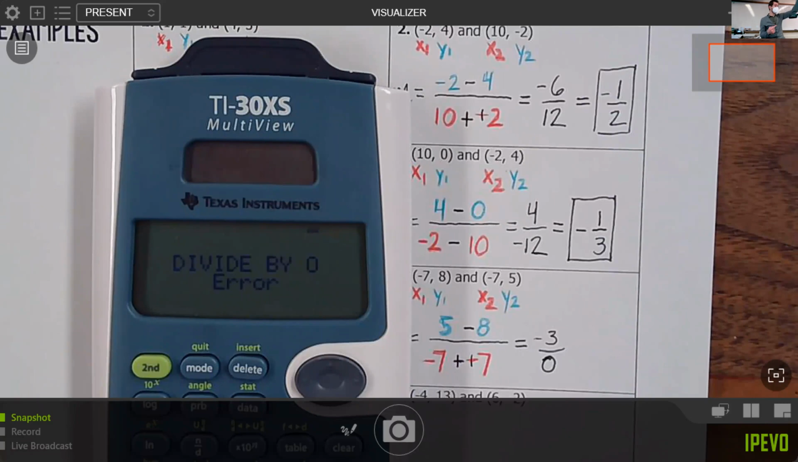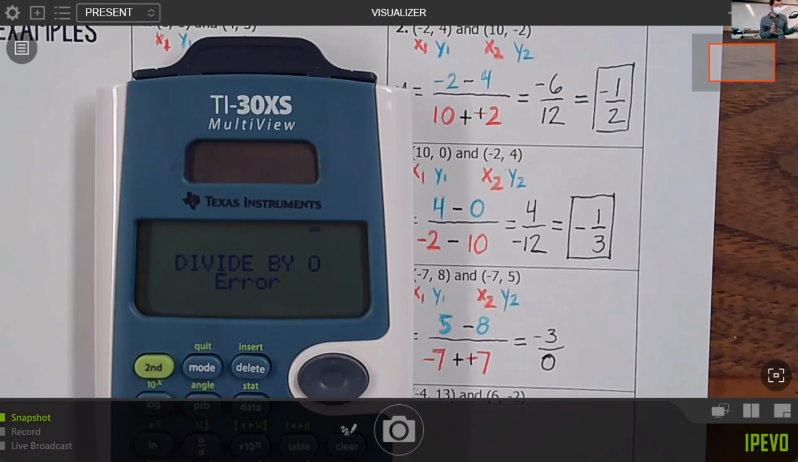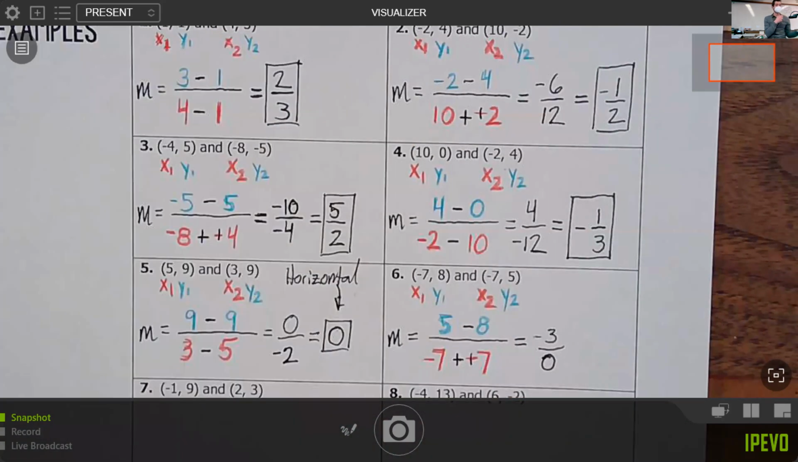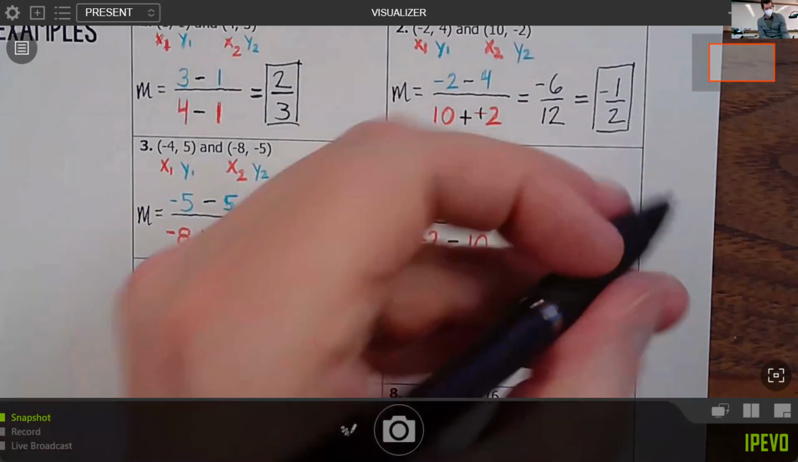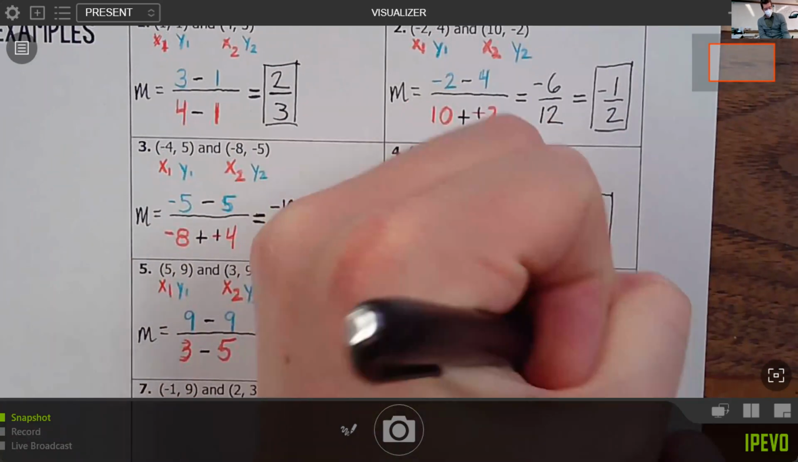So 0 on the numerator gives you an answer of 0. 0 on the denominator, your calculator freaks out and is like, why are you asking me to do that? I'm not allowed to. This is not a thing. Mathematically, you can't divide by 0. And so since it's not possible, this is the one that we didn't even end up with a slope for. This was our vertical line. This was undefined. So this is undefined, which means it's a vertical line.